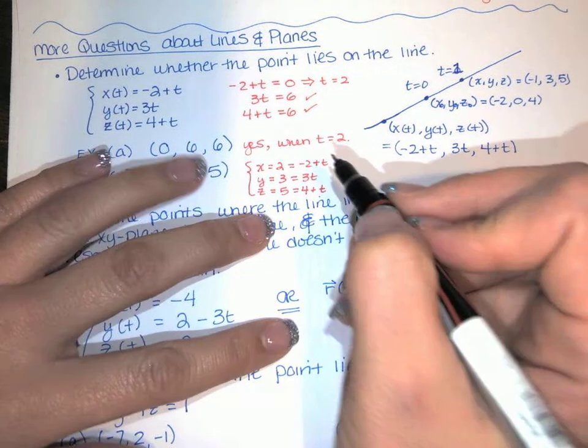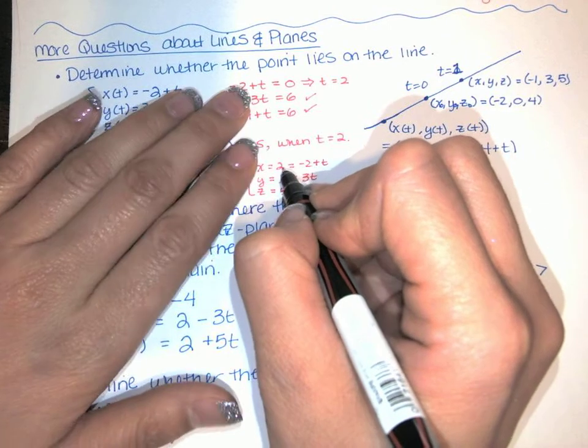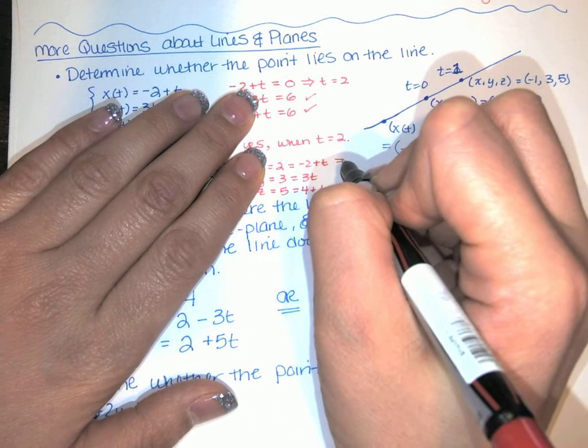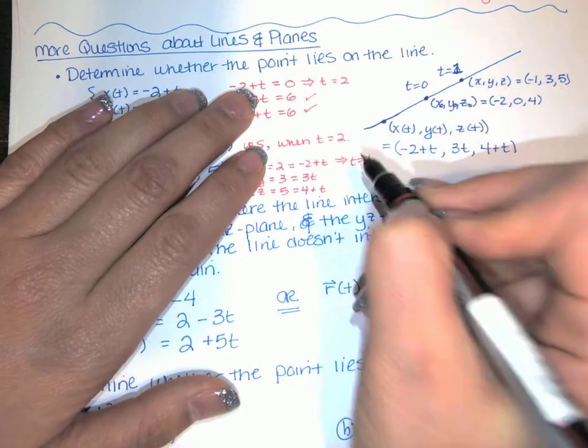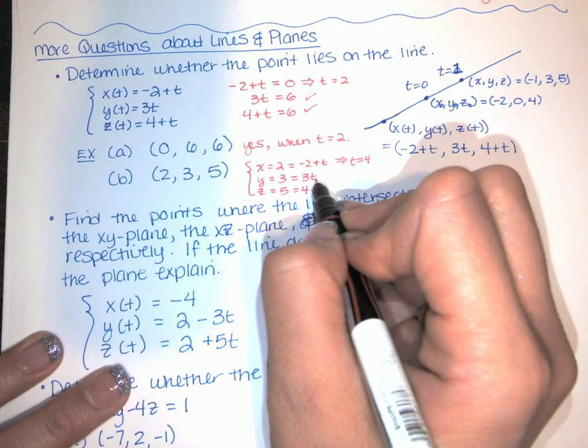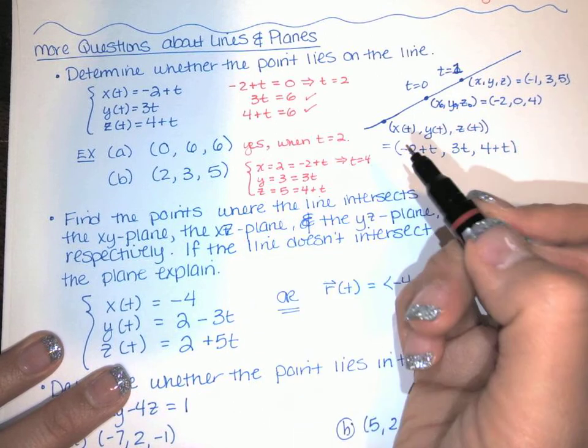Okay. If x, which is 2, is equal to negative 2 plus t, then t would have to be 4, right? If t equals 4, is 3 times 4 equal to 3? Is the second one satisfied? No.